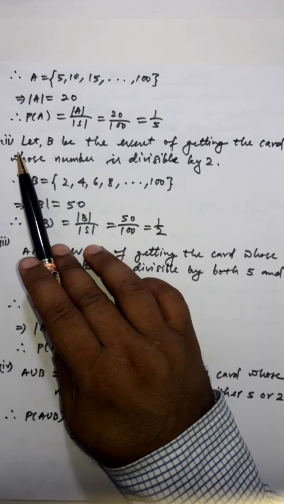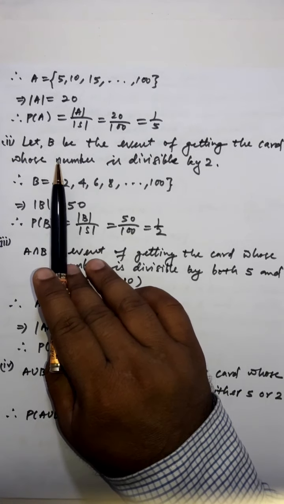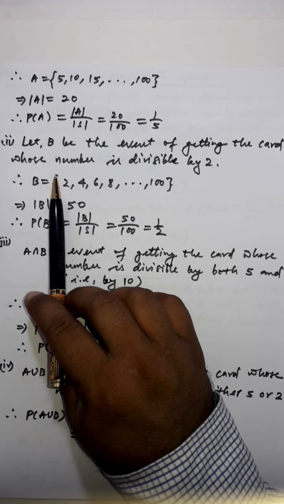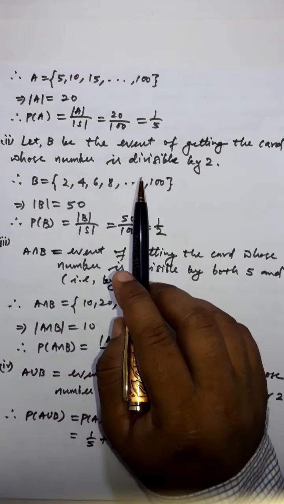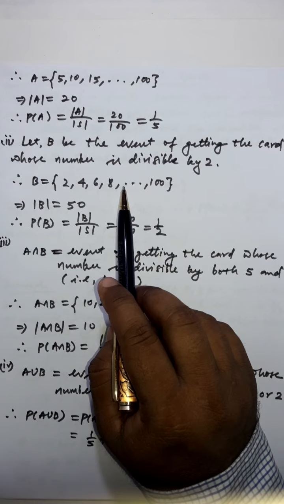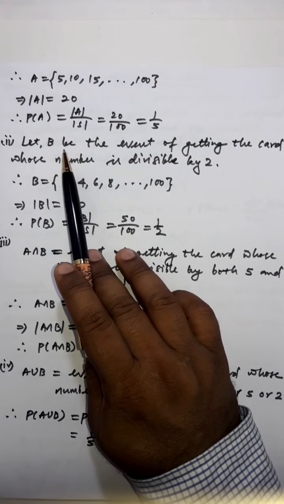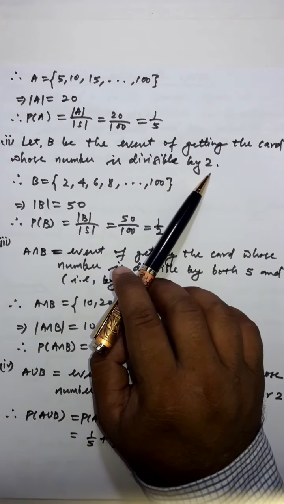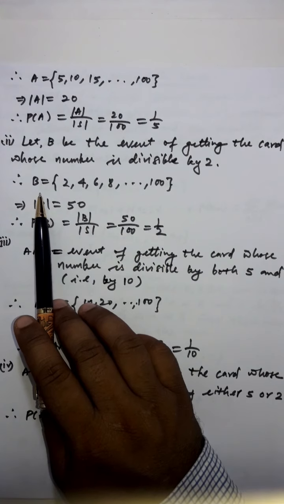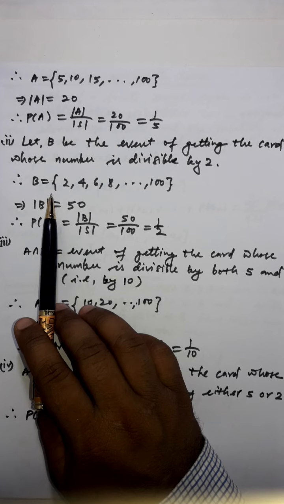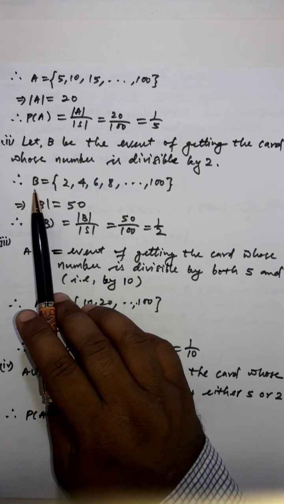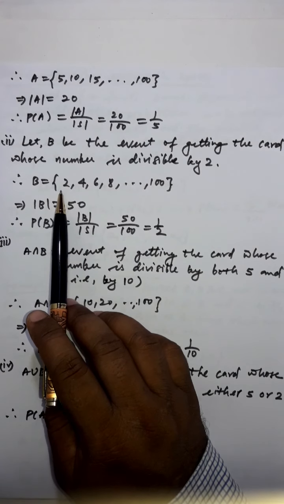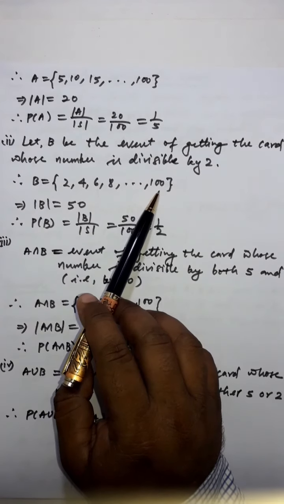Now our second question is to find the probability of the event where the number printed on the card is an even number, or which is divisible by 2. So let's name that event first. Let capital B be the event of getting the card whose number is divisible by 2. And for our understanding, we can also mention that event B includes writing some elements from the beginning to the end.